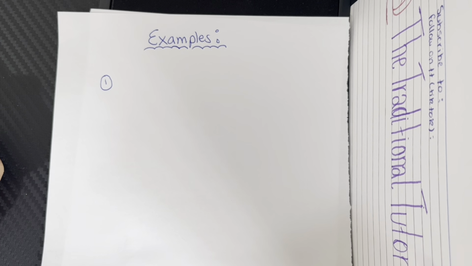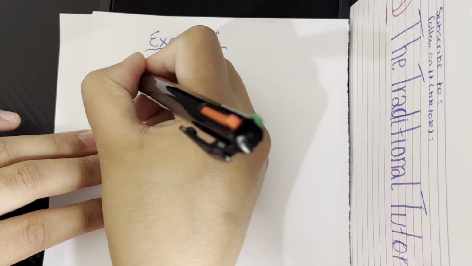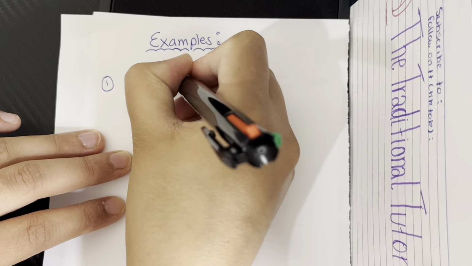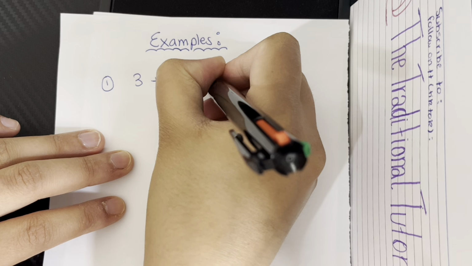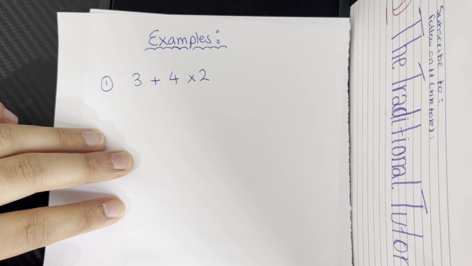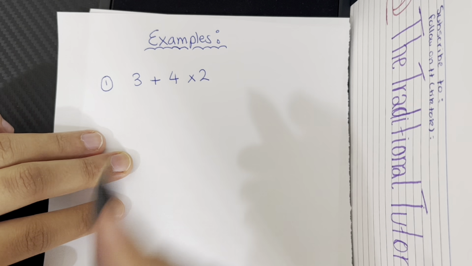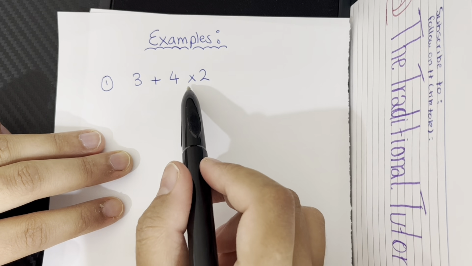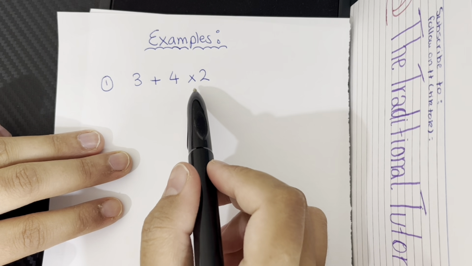Okay, so now we'll be looking at some examples. Example number 1 is 3 plus 4 times by 2. In this question, as you can see, we've got addition happening first in the question, and then we've got multiplication.